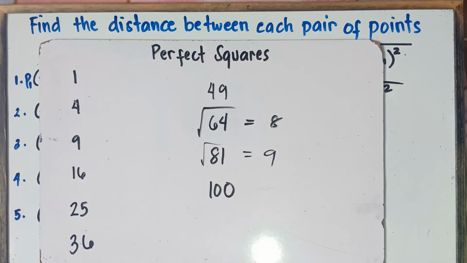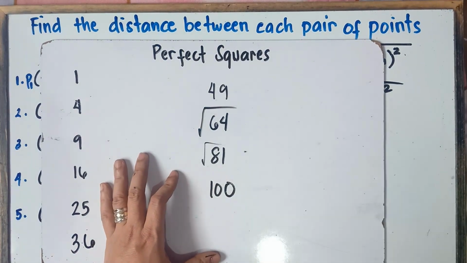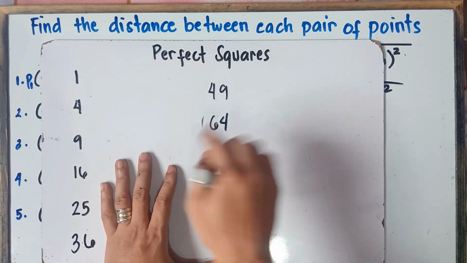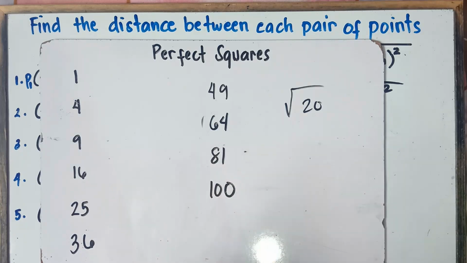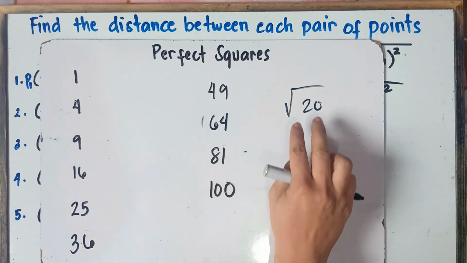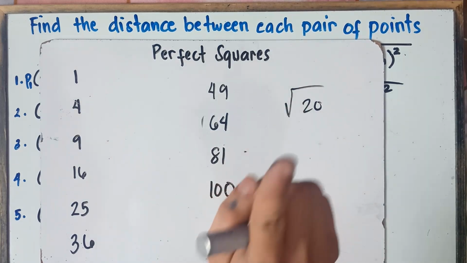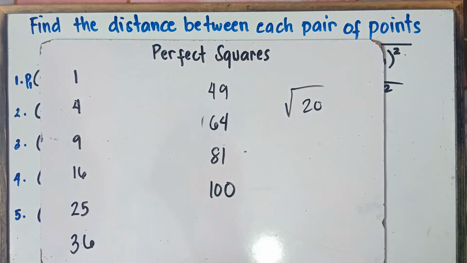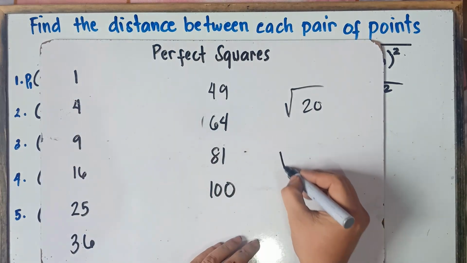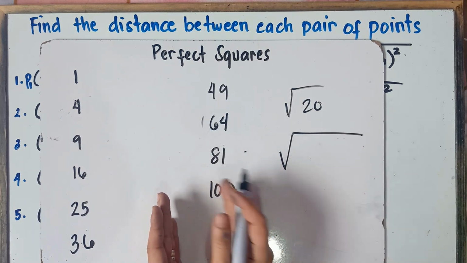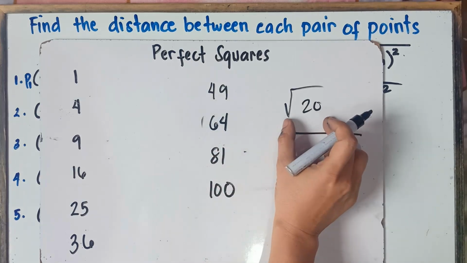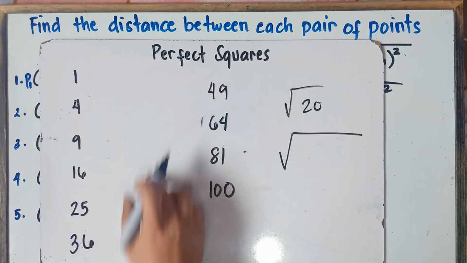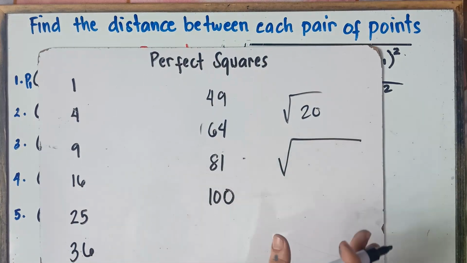Now, how will you simplify 20? To simplify the square root of 20, the thing that you need to do is find two numbers that when you multiply them, you will get 20. One number is a perfect square, the other is not. Once again, for the square root of 20, you find two numbers that when multiplied give 20. One number is a perfect square, which is here in the list, and the other number is not here. Now, what are the factors of 20?